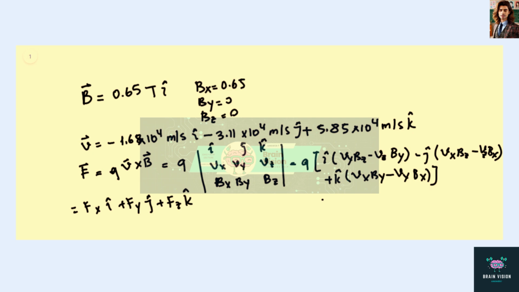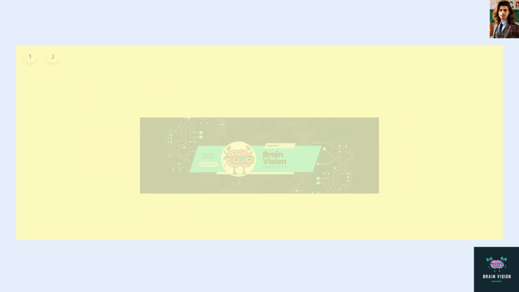So then each term, Q times this, for example, is going to give us the x component, right? And Q times this term is going to give us the y component of the force. Q times this term is going to give us the z component of the force. Now, let's write down what F sub x would be. It would be equal to Q times (Vy Bz minus Vz By).